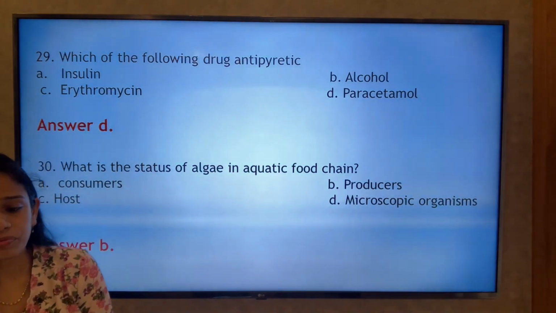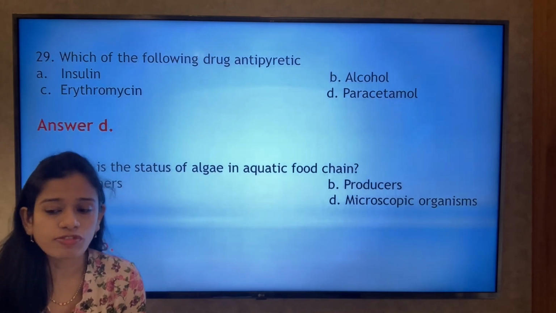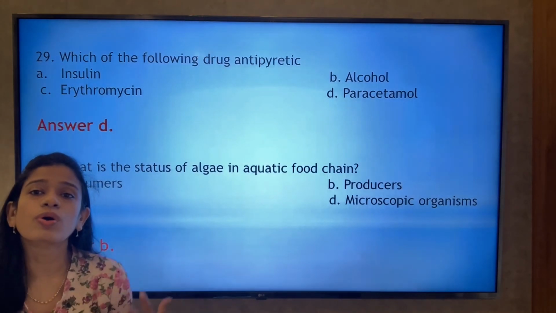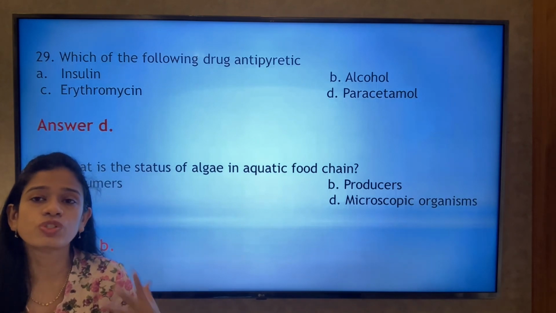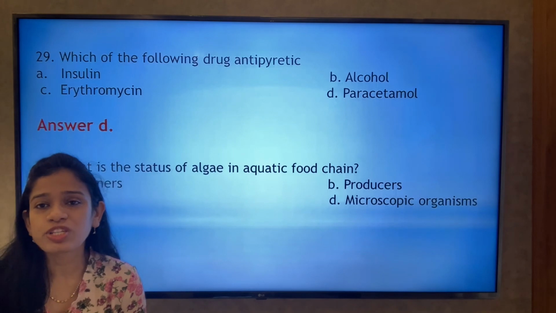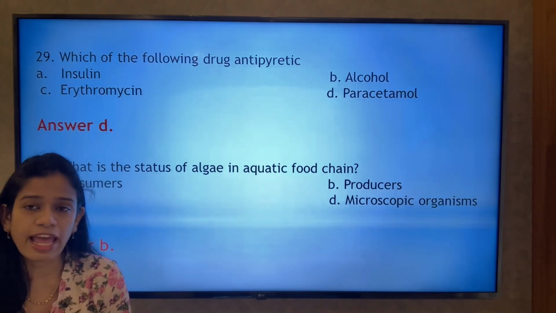That is, they are the producers and they are at the base of the food chain, because the higher we go, it is all the ones which are heterotrophs in nature. So this brings to the end of the MCQs on microorganisms, friends and foe.